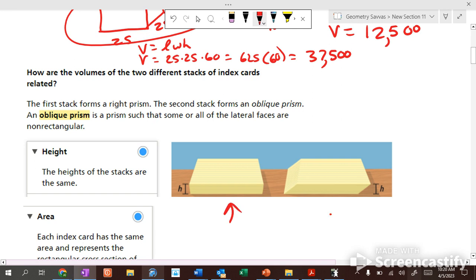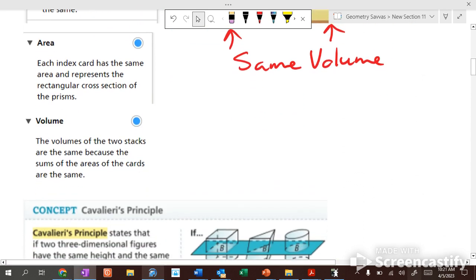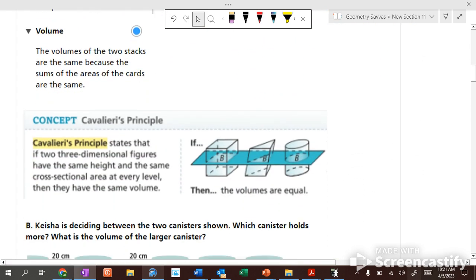An oblique prism is a leaning box. Which one of these two will have a bigger volume, the leaning box or the straight up and down box? It was a trick question. Donovan is right. They're the same volume, because just imagine them as pieces of paper. If you have pieces of paper all straight up and down in two piles and they're exactly the same, and then you just push one a little bit to the side, you still have the same volume of papers there, right?